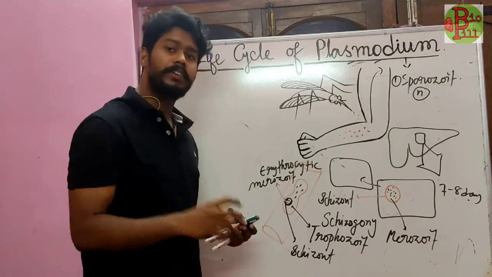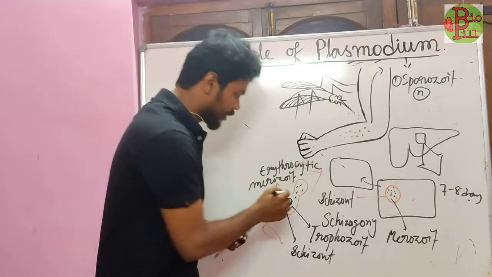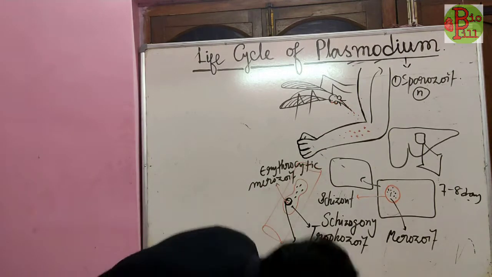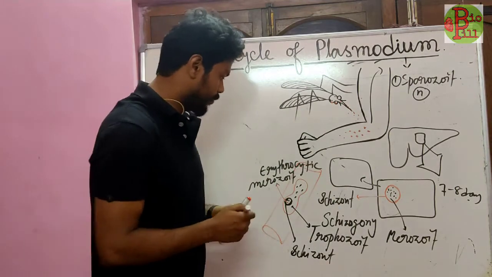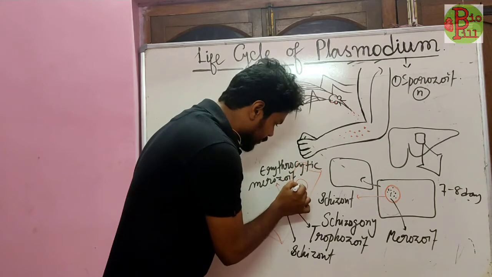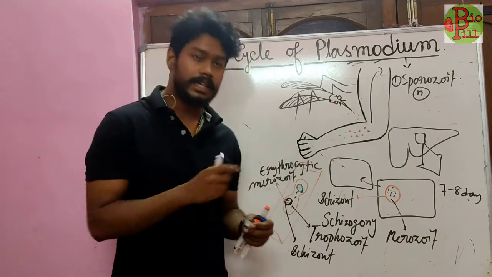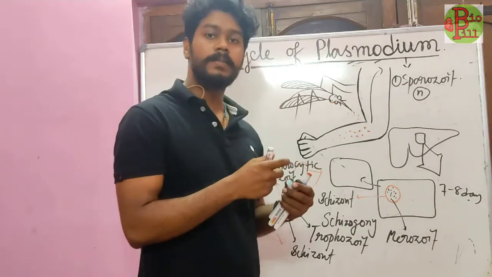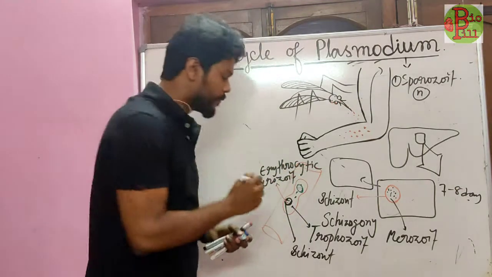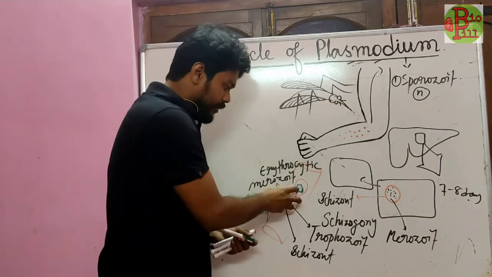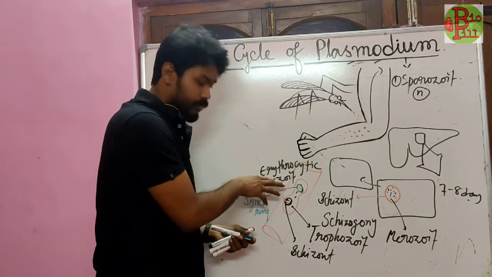And they will also produce a vacuole-like structure inside the RBC. During this time, because of this vacuole-like structure, we say the RBC has a signet ring. Okay. We call it a signet ring.